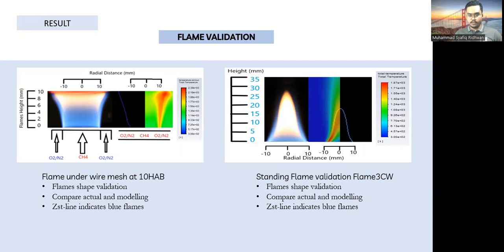The temperature contour also gives a suitable temperature compared with the actual flame model. The temperature at the right side is the baseline case for the standing flame, which is flame 3CW. The blue flame height is approximately the same as the actual flame, so the flame shape validation is acceptable.